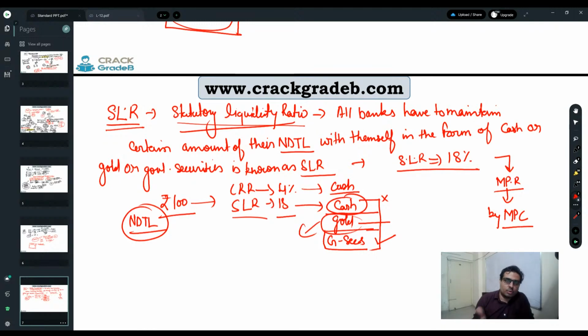You can see the gold bullion price every day in the newspaper, on the economy page, where the bullion prices are mentioned. So gold is risky. Cash is going to give you a kind of loss if you try to maintain the SLR in the form of cash. So banks will go for government securities.